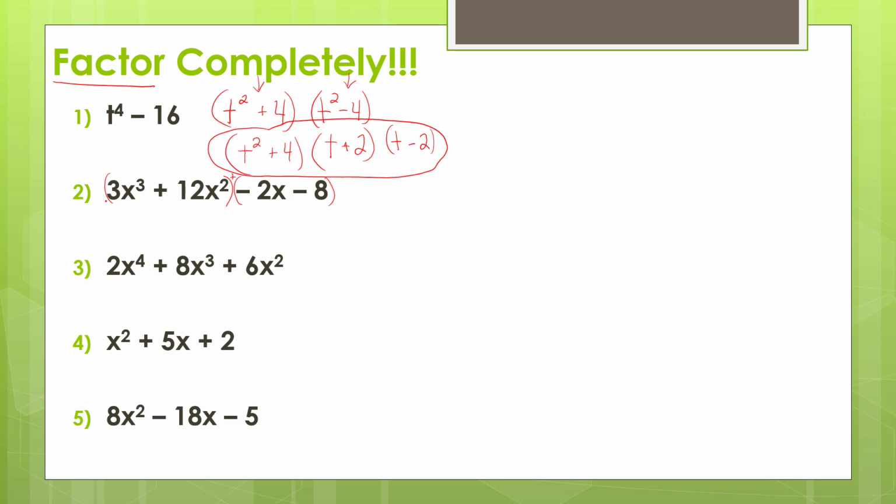Now we simply want to find our GCF. GCF of 3x cubed plus 12x squared. Well, that would be 3x squared, which is going to leave us with x plus 4.